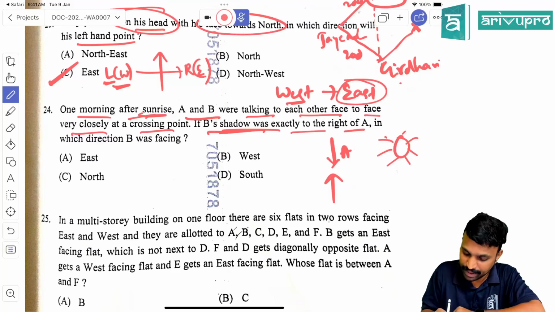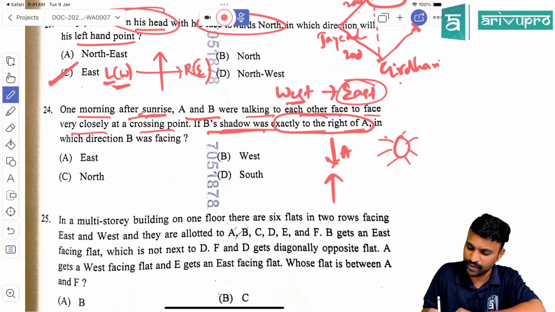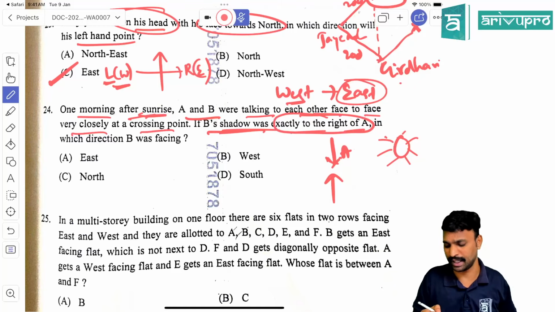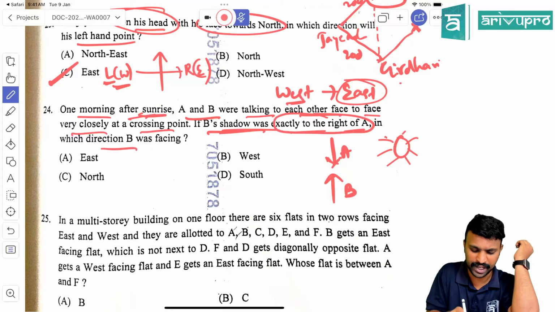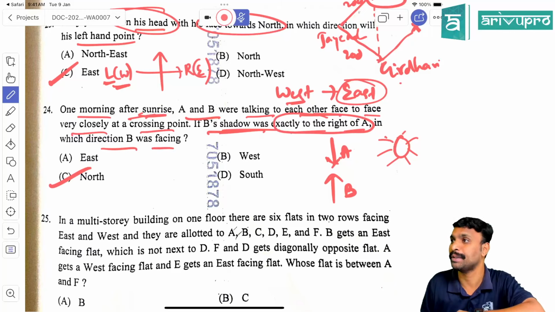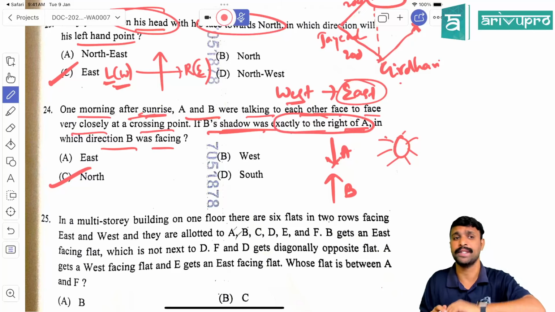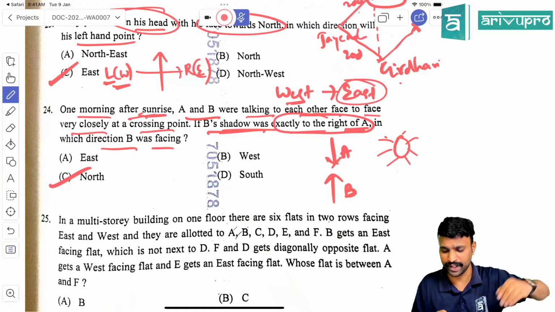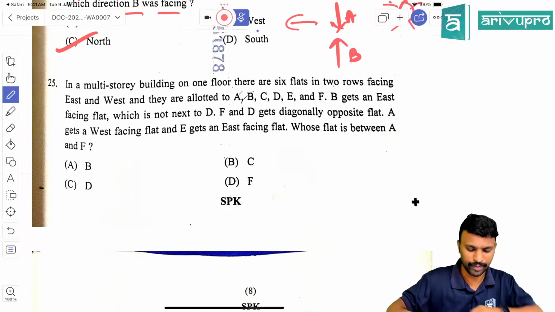Because the shadow of B is falling exactly on the right of A. So if A is facing south, then only right becomes west, and obviously B should be facing north. The question is which direction B was facing. B was facing north. Have you understood? Because the shadow is falling to the right of A. To the right of A means A is facing south. Obviously right of A is this side. The shadow definitely falls on the western side. Moving on to the next question.